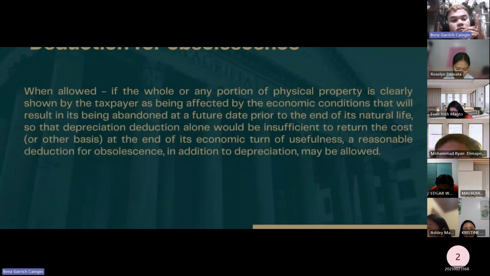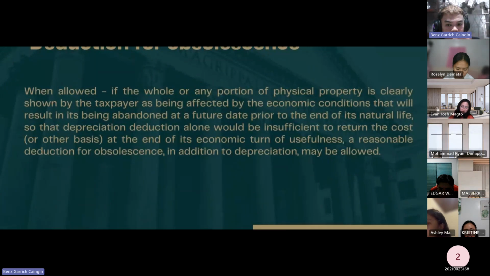Deduction for obsolescence. So there are two conditions. First one, when allowed: if the whole or any portion of physical property is clearly shown by the taxpayer as being affected by economic conditions that will result in its being abandoned at a future date prior to the end of its natural life, so that depreciation deduction alone will be insufficient to return the cost or other basis at the end of its economic term of usefulness, a reasonable deduction for obsolescence in addition to depreciation may be allowed.